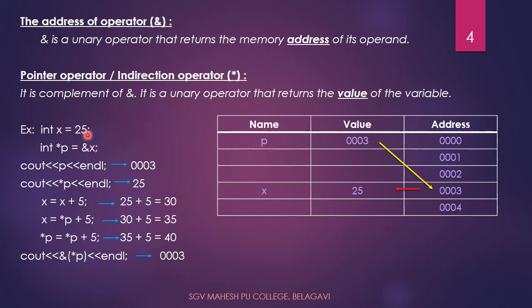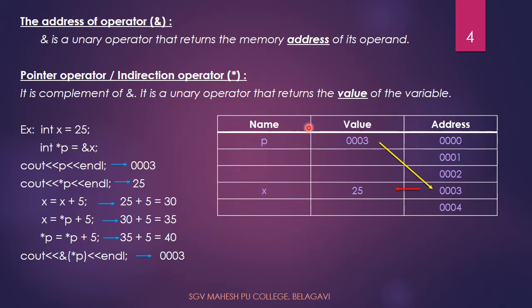Let's take an example to understand what is the difference between star and ampersand. When I say x equals 25 and I say int star p equals ampersand of x, in star p I'm going to store the address of x. So that's why star p is nothing but a pointer.